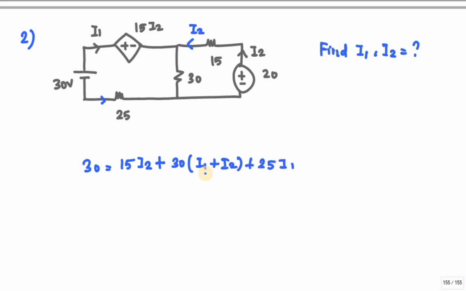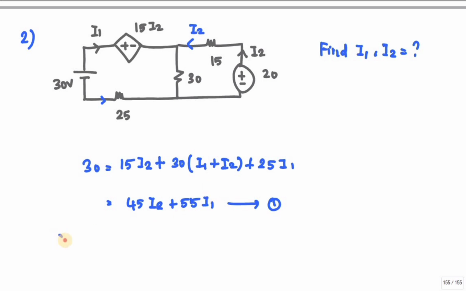From this, I'm going to add all the I2 terms and I1 terms. Therefore, I will get 45 I2 plus 55 I1. So this is the first mesh loop, and I'm taking this one as equation 1.